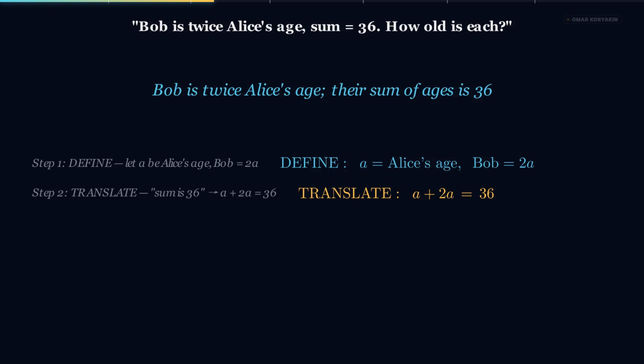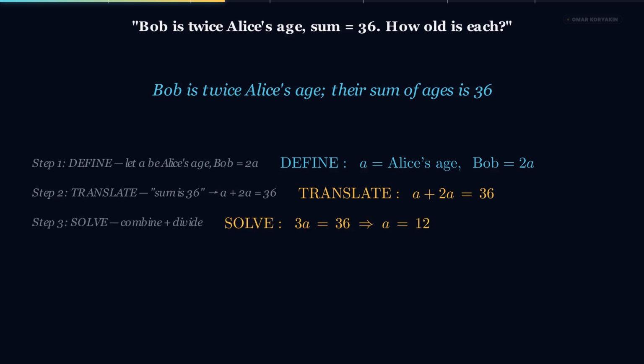Step 2. Translate the English. The phrase "the sum of their ages is 36" becomes the equation A plus 2A equals 36. Combine like terms on the left to get 3A equals 36. The translated equation is one-variable linear, ready for the Lesson 1 solve.